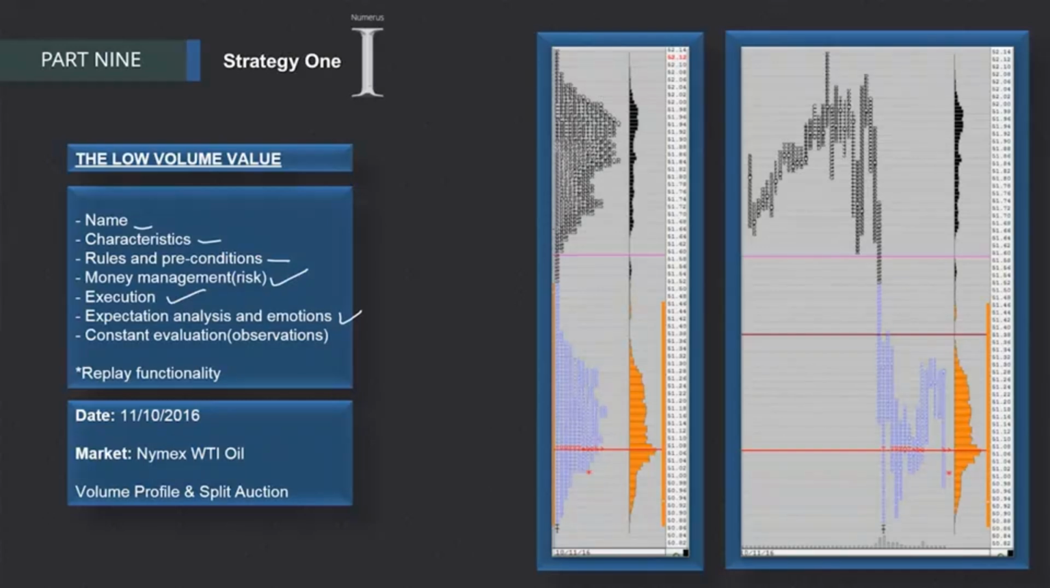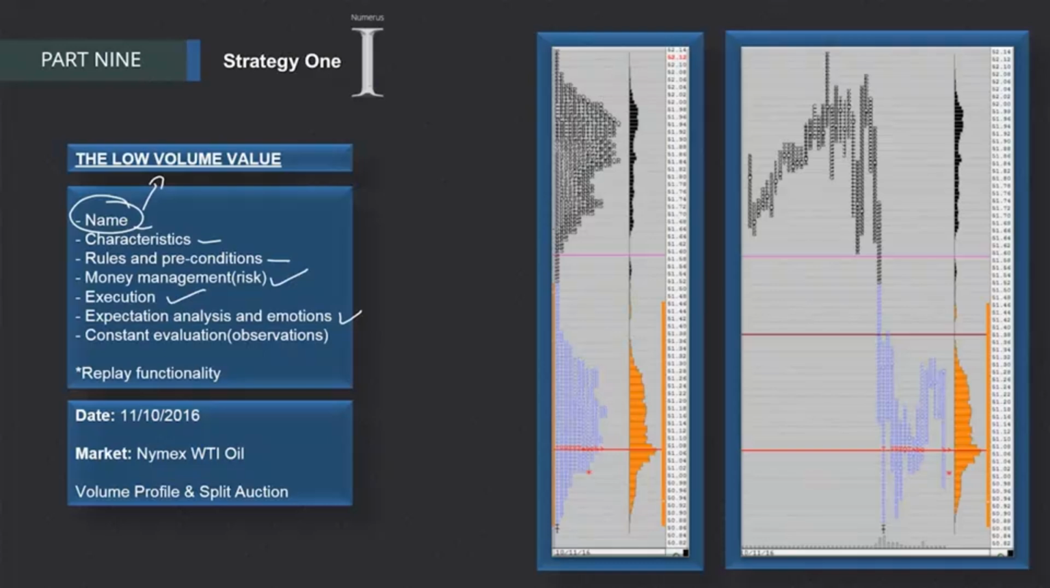So the first thing that we want to discuss is to begin by giving it a name. Now, I've obviously given it the name the low volume value area, and the reason is because obviously we see this characteristic, this low volume or sets of single prints that stick out. So for me, that name makes sense. Make sure you have your own name that makes sense.